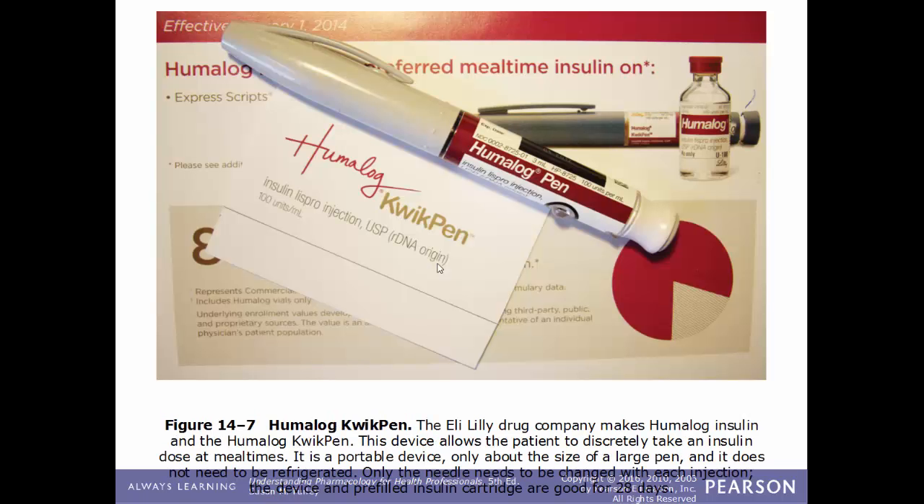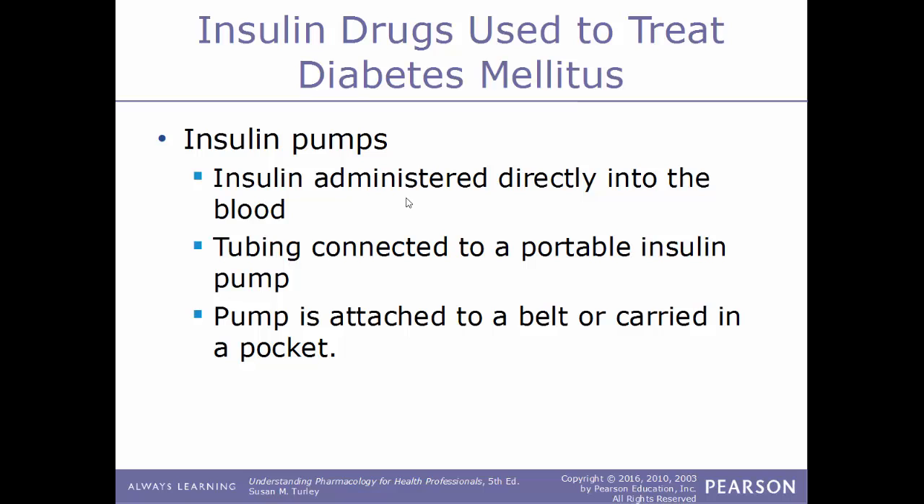In this image we have an example of a Humalog QuickPen. This is roughly the size of a large writing pen, and it's already preloaded with insulin. So this would be an insulin injector device. Another way you could administer insulin would be through an insulin pump. These would administer insulin directly into the blood, and the tubing is connected to a portable insulin pump, usually worn on the patient's belt or carried in a pocket.